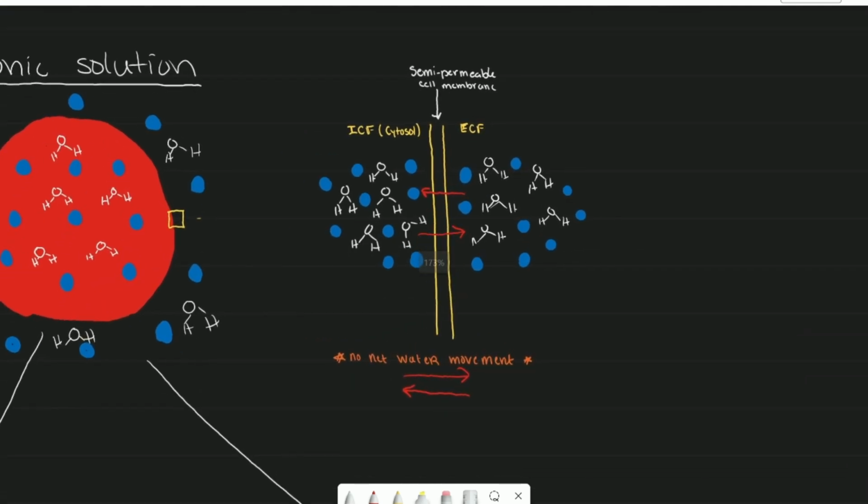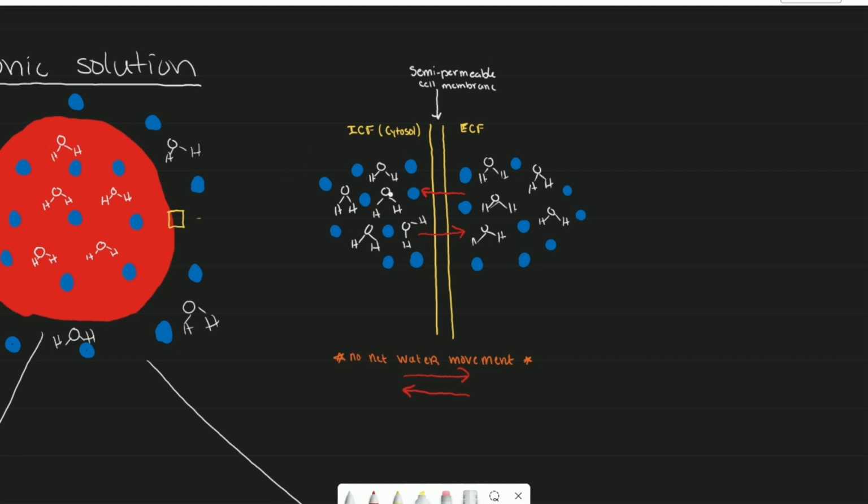So what I drew here is basically the same thing. I just zoomed in on the ICF, which would be the intracellular fluid, or the cytosol, which would be this inside portion of the cell. And then you can see the semi-permeable membrane, which would be the cell membrane. And then on the other side, you have this extracellular fluid, which would be the outside. So I just drew it like this so that you could see it as well.